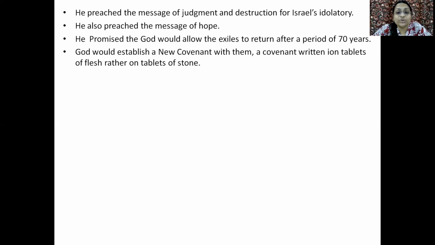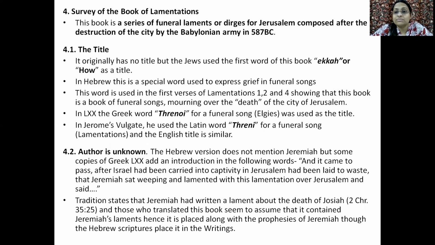God is going to establish a new covenant with them, a covenant written on tablets of flesh, not on tablets of stone. Till now, this covenant was written on the tablets of stone, the 10 commandments, but now it will be on the heart, the tablets of flesh. So when they come back, there will be a new covenant, and God will write his covenant on our hearts rather than on stone tablets. So this is the book of Jeremiah in short, as a survey.